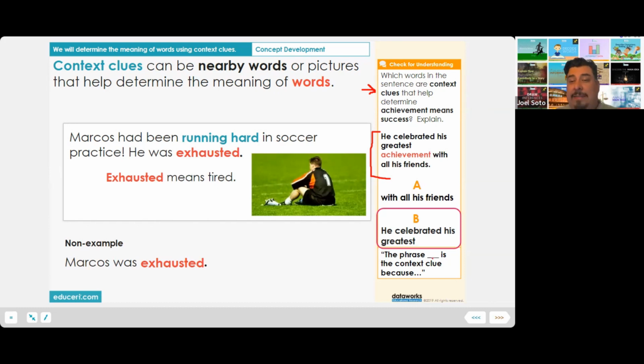The phrase, see what we did there? The phrase, the sentence, the words, whatever, the context clue. The phrase, he celebrated his greatest, is the context clue because, and then maybe this time I hit erase all, and I turn on my highlighter tool. A lot of you guys already have whiteboards that do this already. Cool. If you don't, we have it built in here. And maybe I'll highlight achievement means success. It's kind of what the answer needs to be, right?